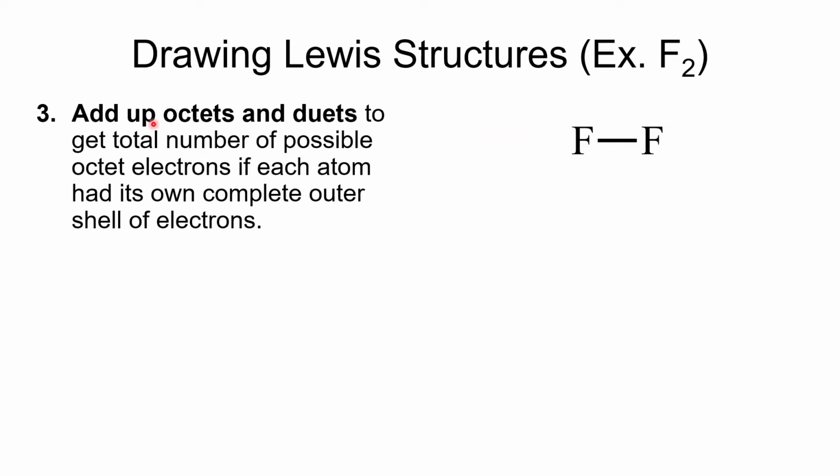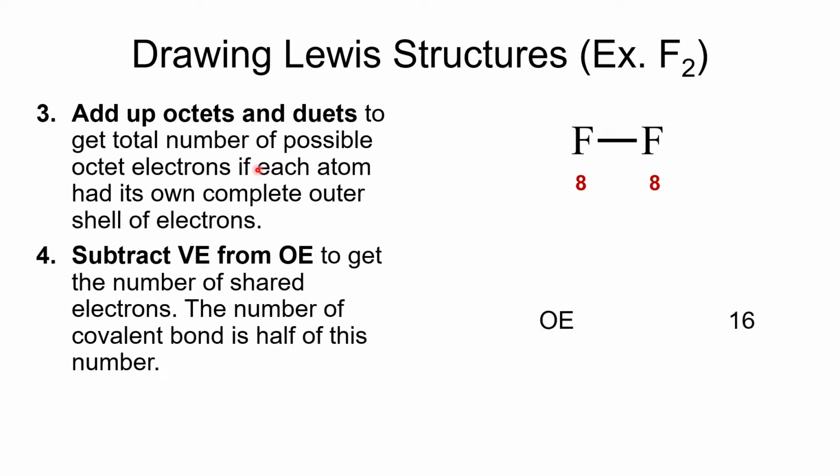Now, we want to add up octets and duets. Octet electrons and duet electrons are the number of electrons we would have if we didn't share any electrons. If every atom can have its own octet, or if it's hydrogen can have its own duet, then how many electrons would that take? We're just going to call that octet electrons. So add up the octets and duets to get the total possible number of octet electrons. Fluorine can have up to 8, and the other fluorine can have up to 8. So that would give us a total of 16 octet electrons.